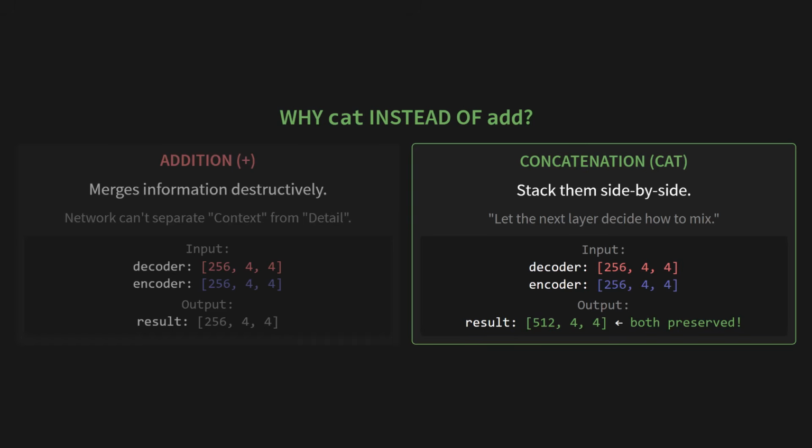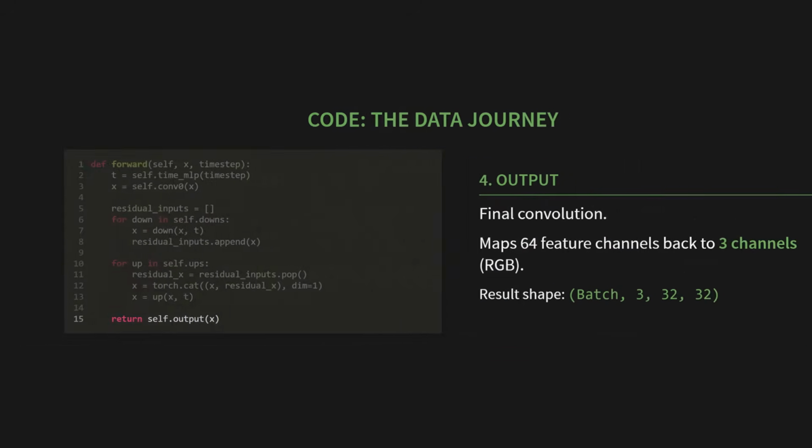Now you might be wondering, why cat instead of add? Why concatenate them instead of just adding them together? Well, addition is destructive. It merges the information, and the network can't tell what was context and what was detail. You start with 2 tensors of 256 channels, and you end with just 1. But concatenation just stacks them side by side. As you can see in the diagram, you start with 2 tensors of 256 channels, and you end up with one big tensor of 512 channels. Both sets of information are preserved. We're letting the next layer decide for itself how to mix them. It's way more powerful.